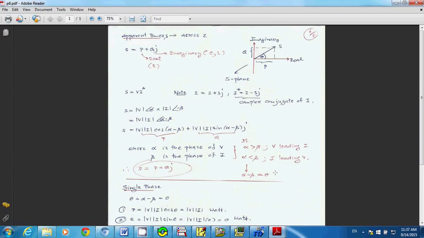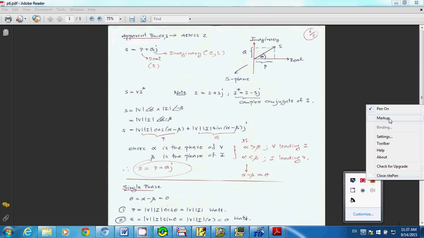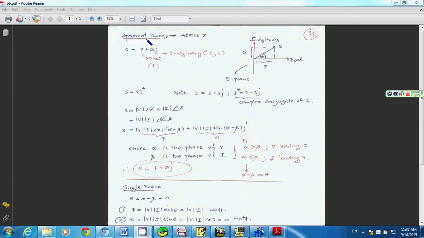Next, apparent power. I want to write power in terms of a complex number. In this case, you're going to have a real part and an imaginary part. The real part comes from a resistor. The imaginary part comes from capacitors and inductors. This gives you the imaginary part.